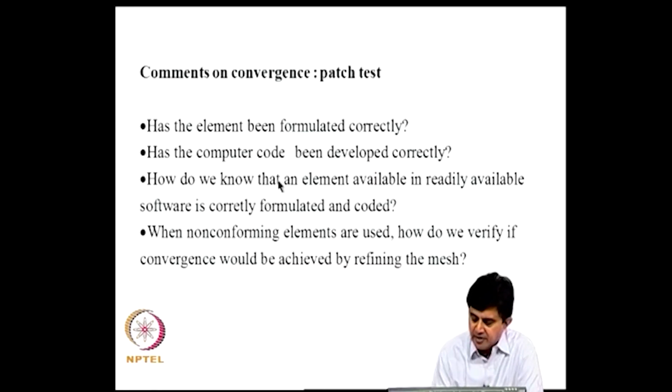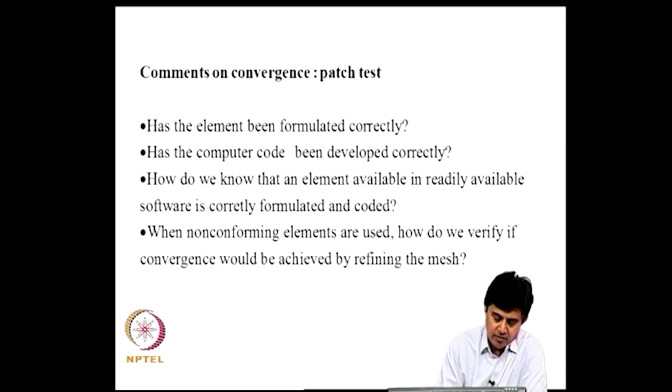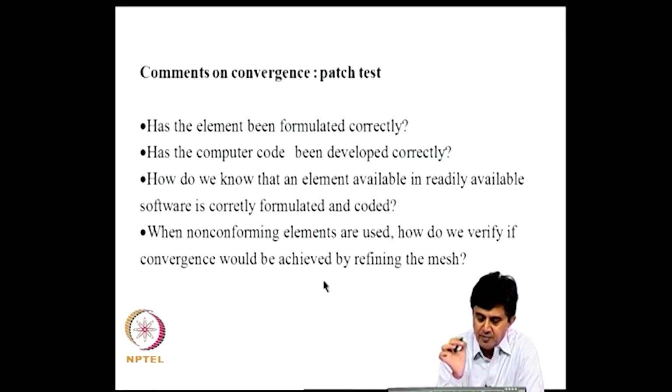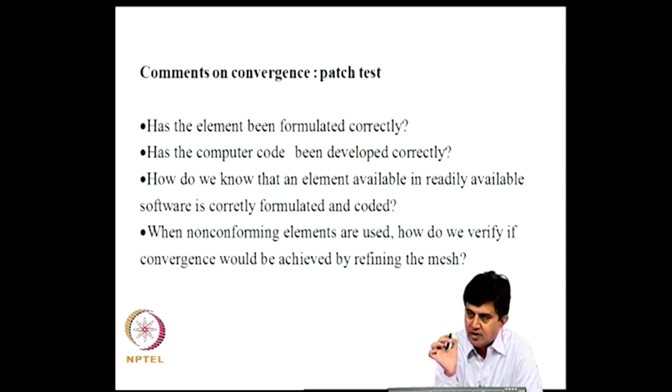How do we know that an element available in readily available software is correctly formulated and coded? Even if we are not the people who have developed the element, we may be using production version finite element software, and we may like to use a particular element in a given model. How do we know that either we are using that element correctly as intended, or whether the element itself has been formulated correctly and coded correctly? Another question we can ask is, when non-conforming elements are used, how do we verify if convergence would be achieved by refining the mesh? So, these questions can be answered by considering what is known as a patch test.